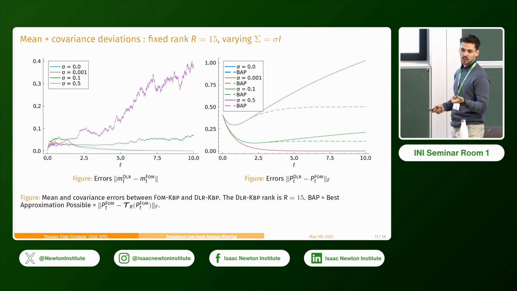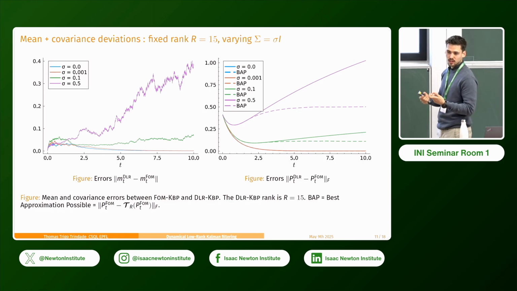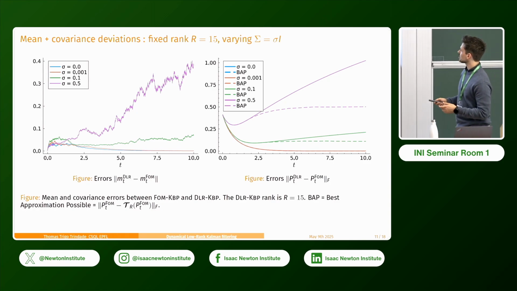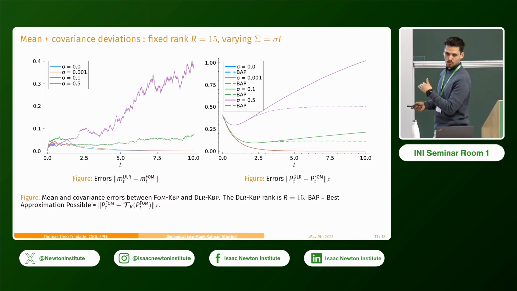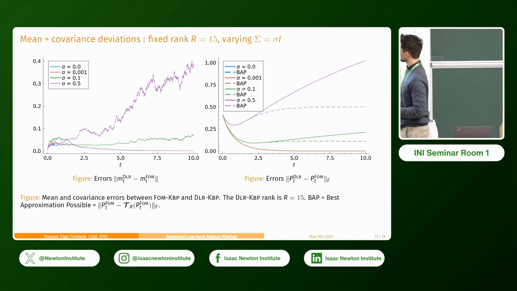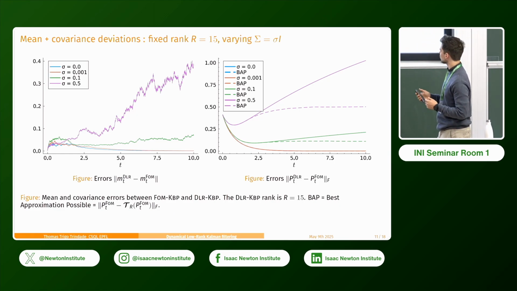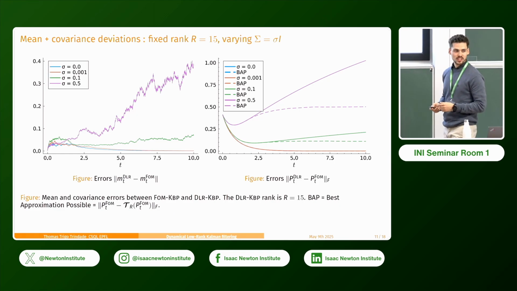This is again comparing the DLR mean to the FOM, and you have strictly the same story with the covariance. If the model noise is small enough, then you recover the correct one, but if it's too big, eventually you diverge. So this is again a way of saying that we do get the result that we're expecting.